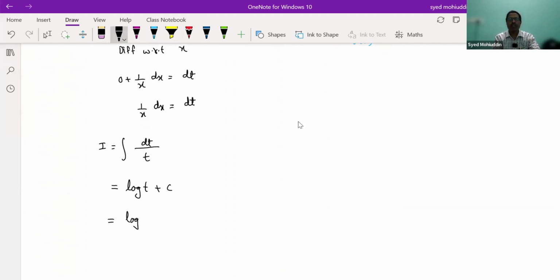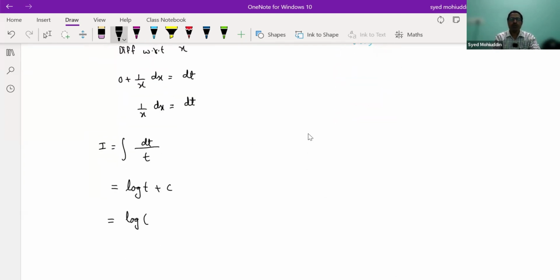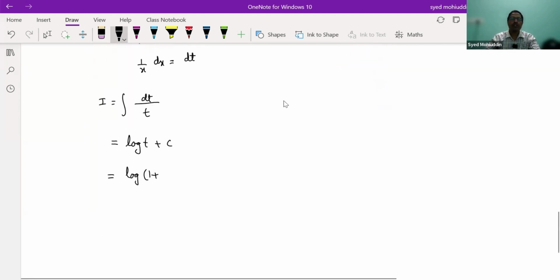But what is the value of t here? If you go back, t is 1 plus log x. So you'll be getting log of (1 plus log of x) plus the constant c. So that will be the required solution.